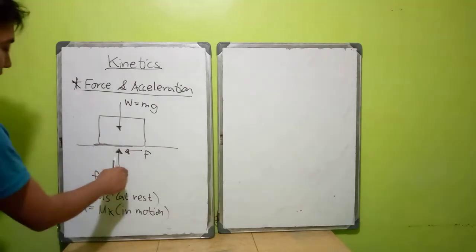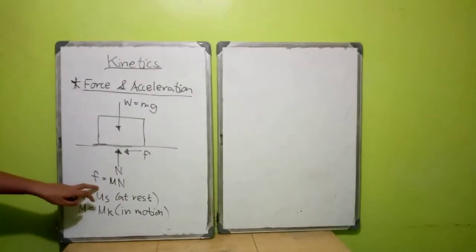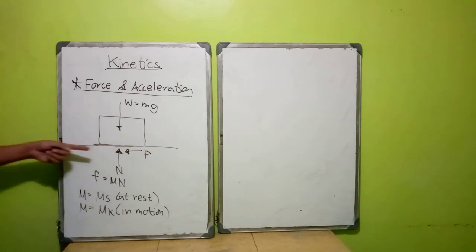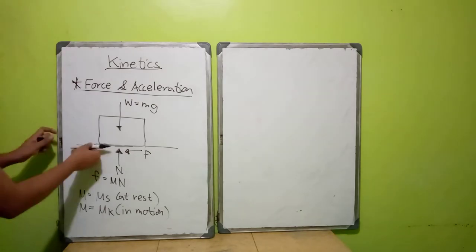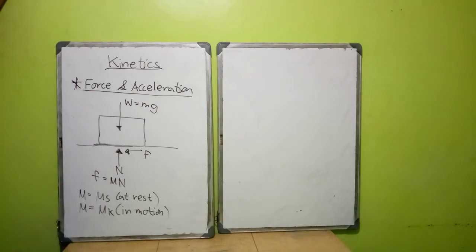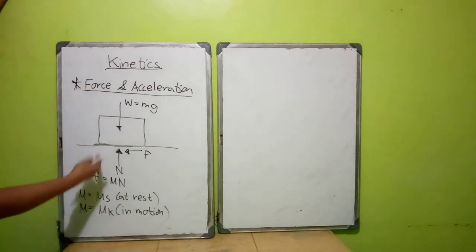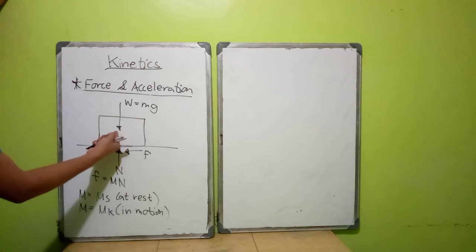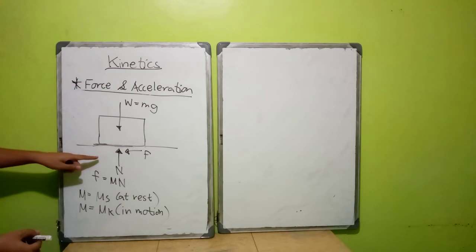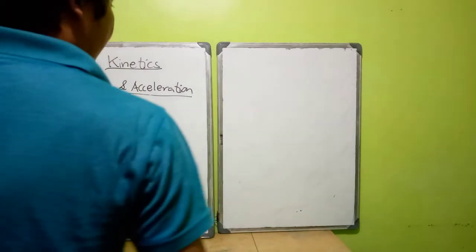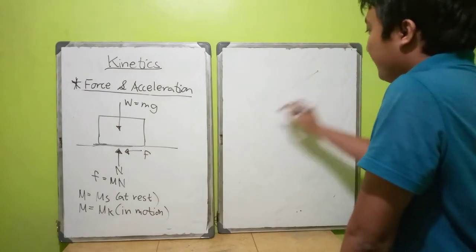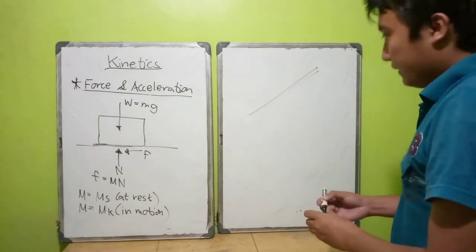So that is N and friction. And remember, your normal force is always perpendicular to the surface of motion. So this is your surface of motion. This normal force is perpendicular, and it always resists the weight. Your weight is always vertical, but your normal force is not always vertical. So it could be this situation.